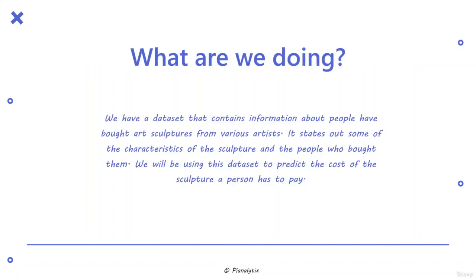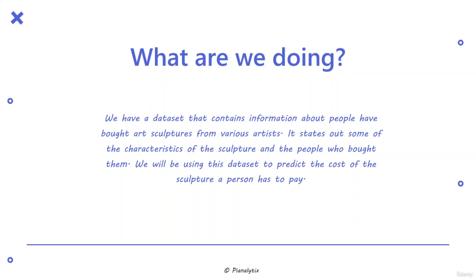So we have a data set that contains information about people who have bought art sculptures from various artists. It states some of the characteristics of the sculpture itself and the people who bought them. We will be using this data set to predict the cost of the sculpture a person has to pay whenever he is buying that sculpture.